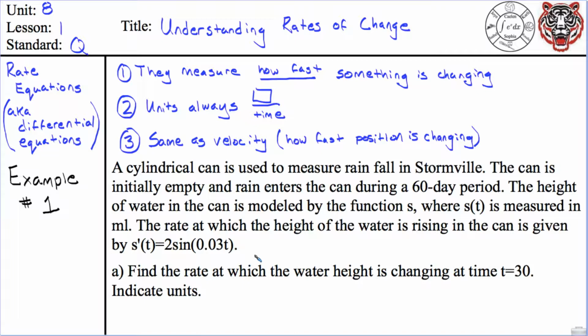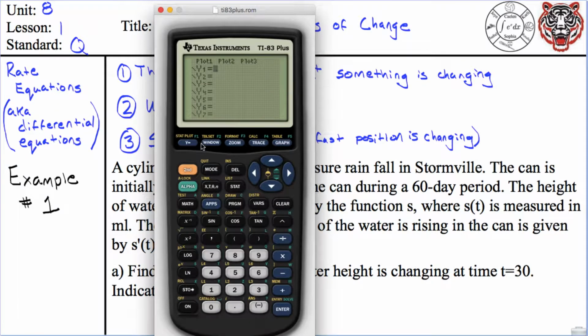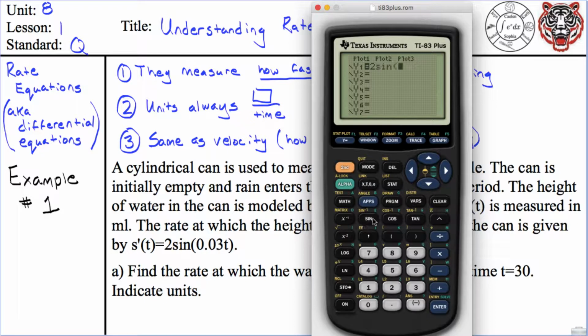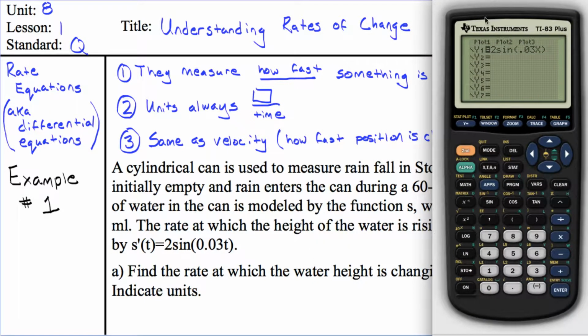So what are we going to do? We need to plug that equation into y equals. Yeah, we do. So let me open up my calculator. If I go to my y equals, it's going to be 2 sine of 0.03 t, or x in this case. Okay, so once you have it entered, what do you do?